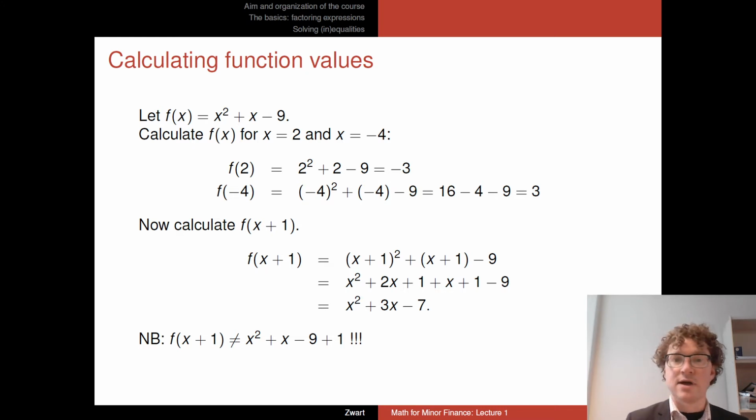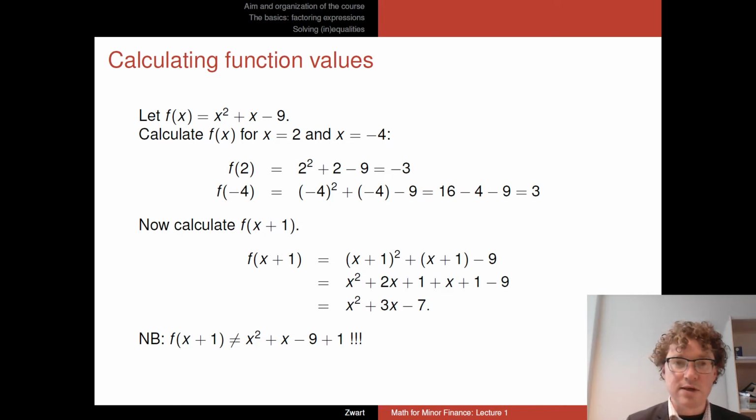Similarly, if we use minus 4 as the input, x equals minus 4, what do we need to do? Put in minus 4 at the x position, so minus 4 squared. How much is that? It's actually 16, since minus 4 times minus 4 is plus 16. Plus x is plus minus 4, so 16 minus 4 leaves 12. Minus 9, so 12 minus 9 gives just 3. So f, when operating on the value minus 4, gives us an output 3.